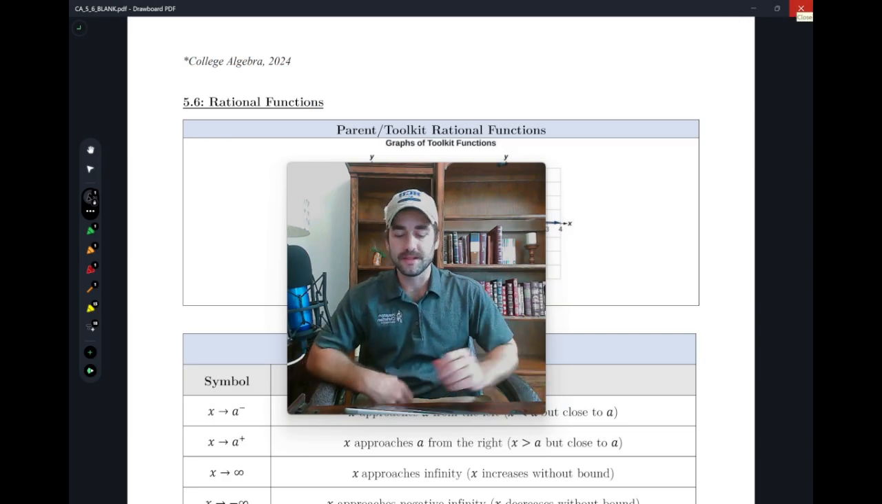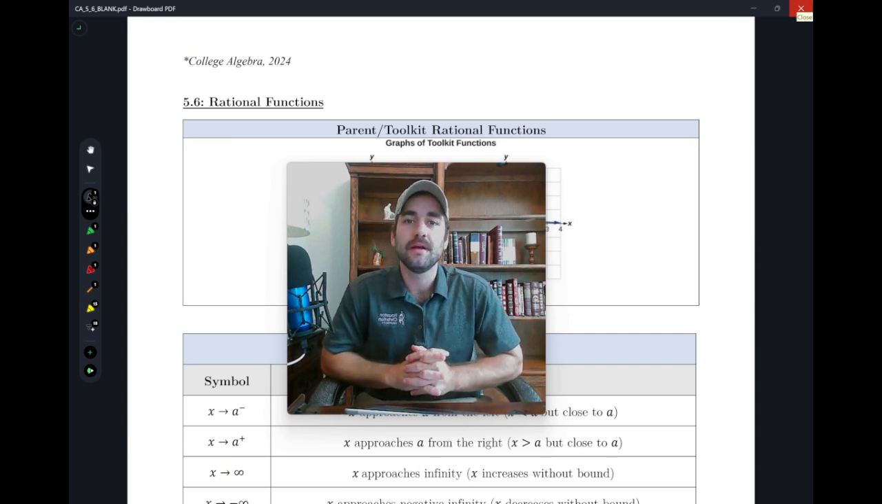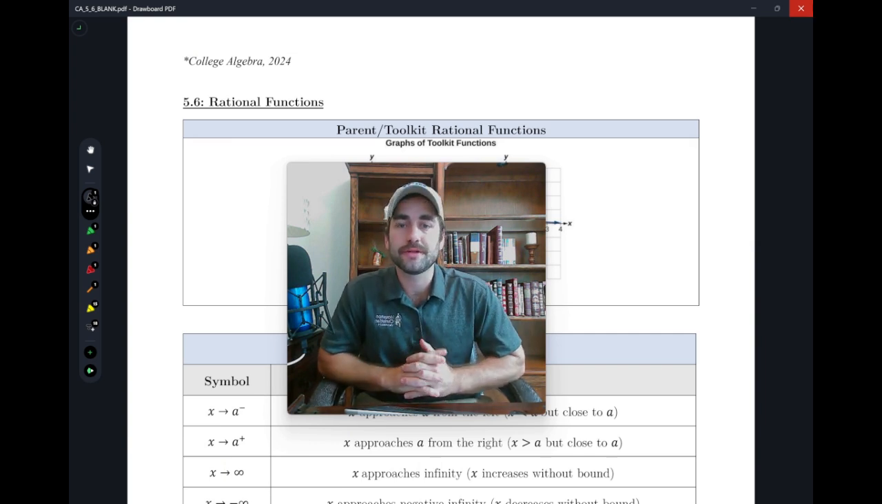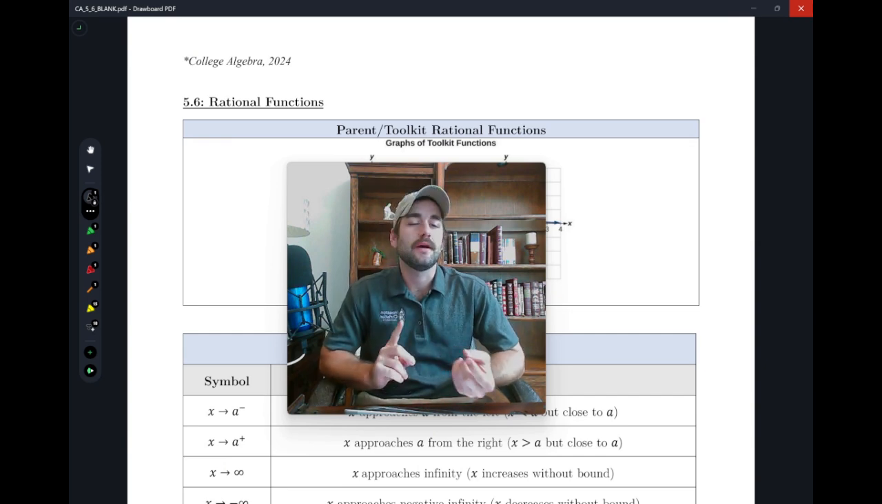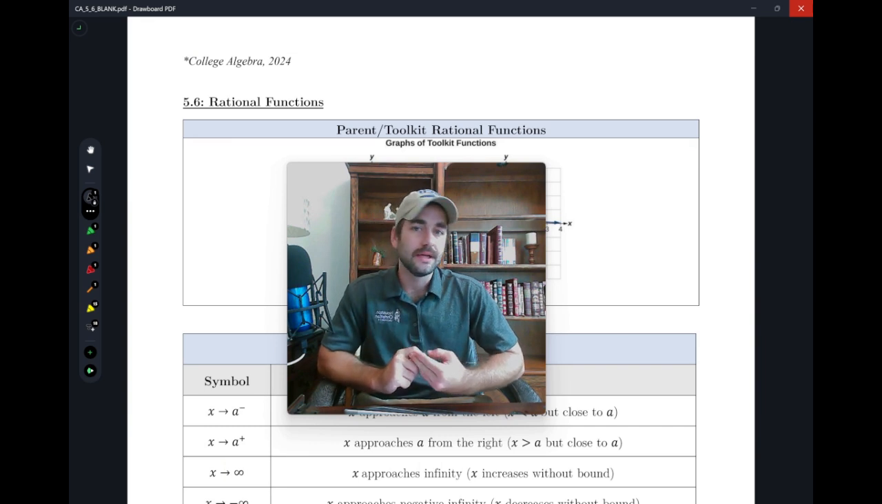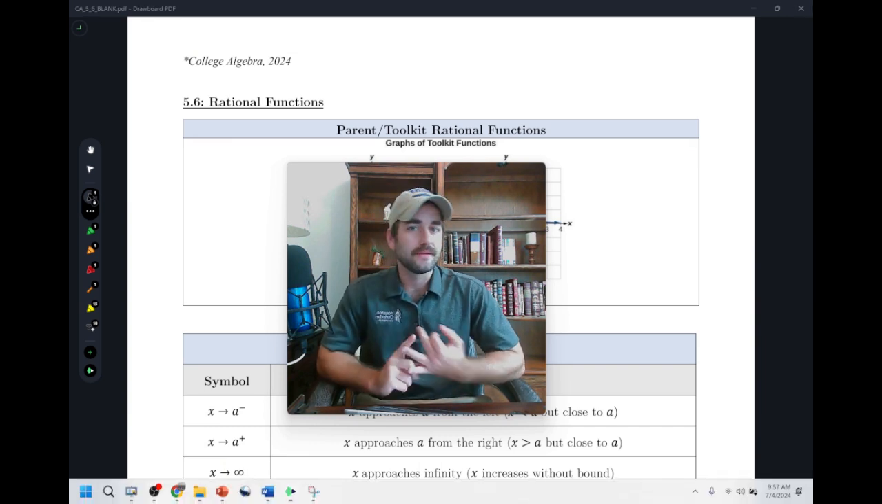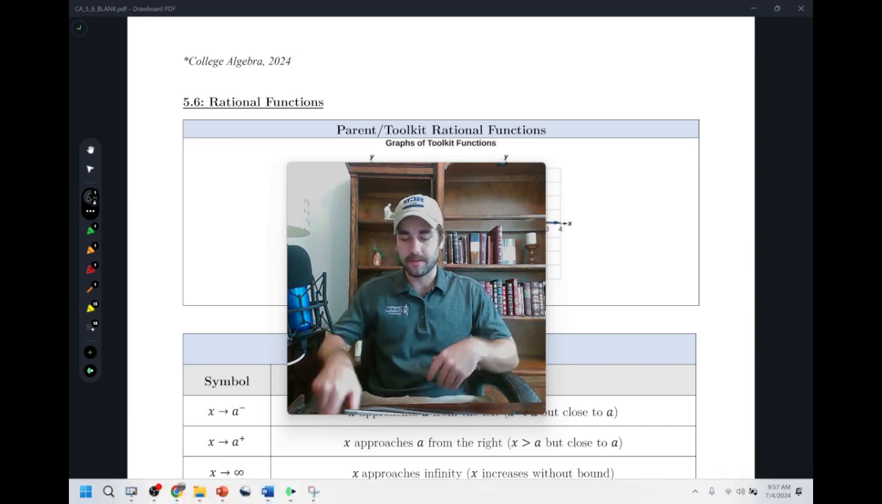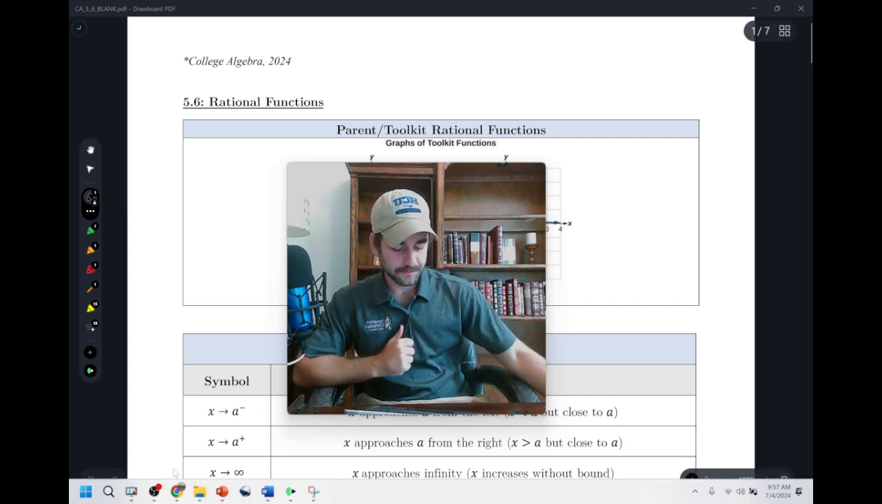Welcome back. Today we're going to be looking at rational functions, kind of veering off of this polynomial trail for a little bit as we look at graphing rational functions, how to find all the features of them, including vertical, horizontal asymptotes, zeros, y-intercepts, x-intercepts, all the things you need to know about rational functions. So let's go ahead and get started.